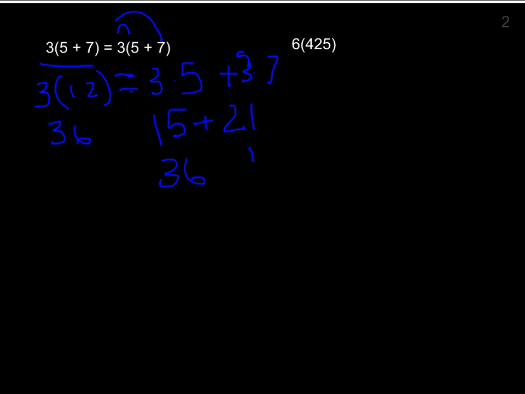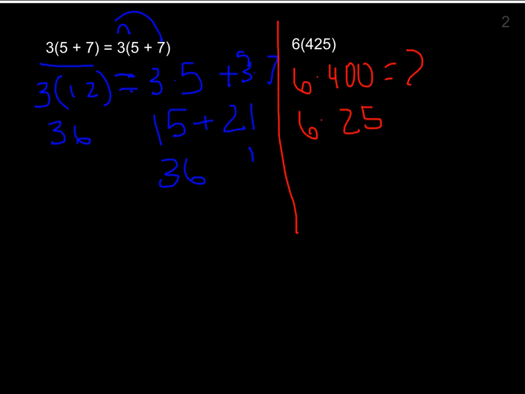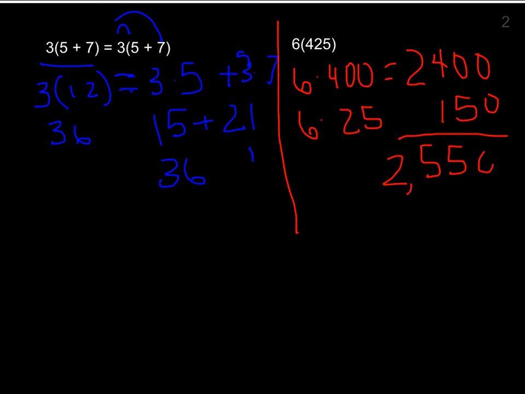One way I can use this is with mental math. If I want to multiply 6 times 425, I can break 425 up into parts. So I can first multiply 6 times 400, and I can multiply 6 times 25 after that. So 6 times 400 is 2,400. And 6 times 25 is 150. So 6 times 425 is 2,550.